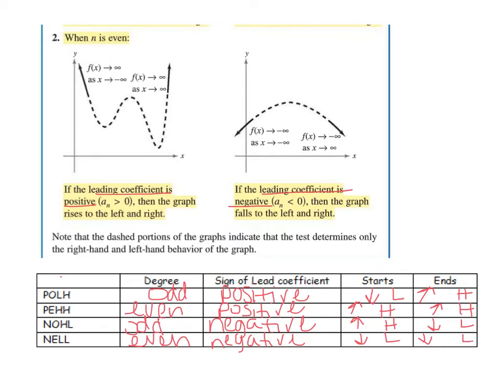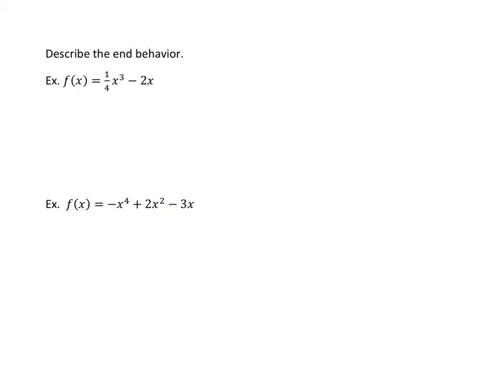So some people can remember these, some people can't. Like I said, I remember odd is opposite, and I just remember low to high, unless it's negative, then it's high to low. But whatever works for you. When it says describe the end behavior, you are talking about what it is doing to the left and to the right.